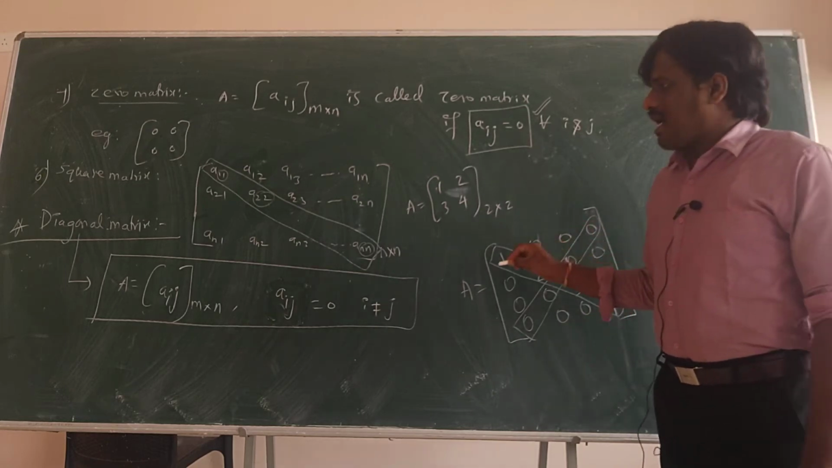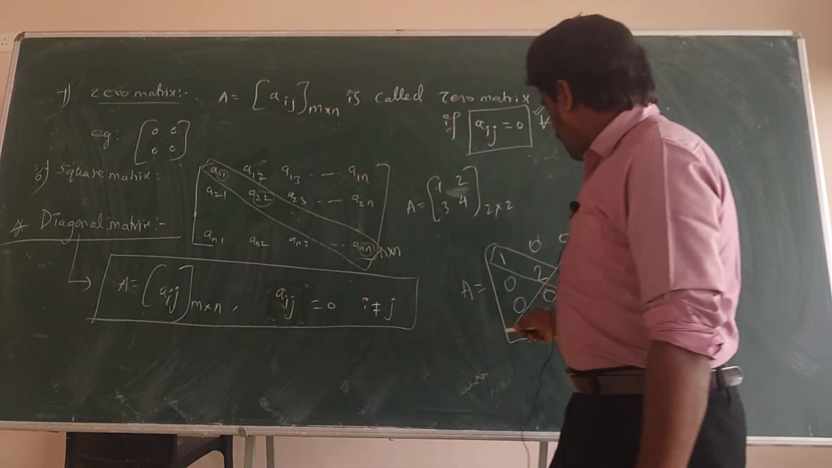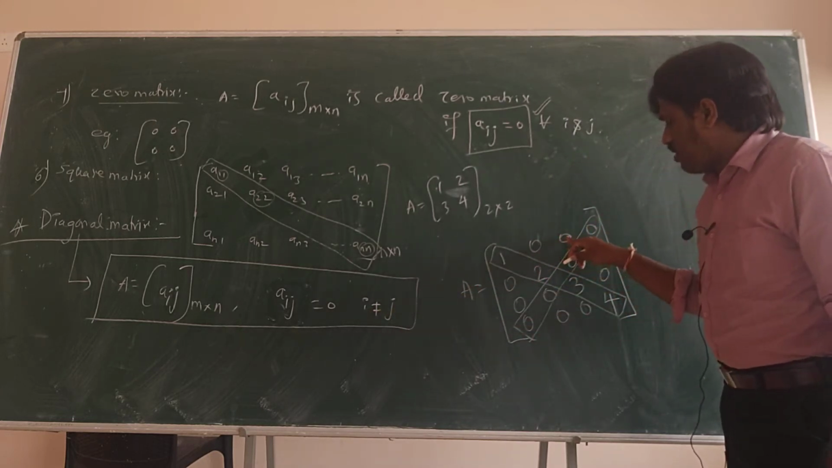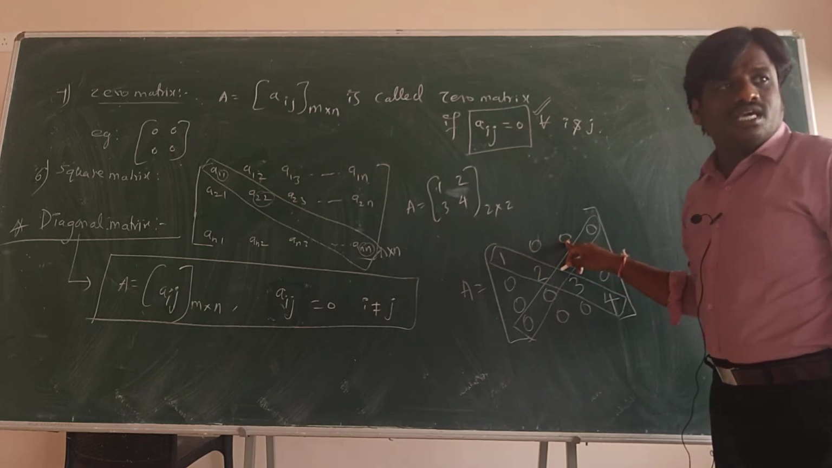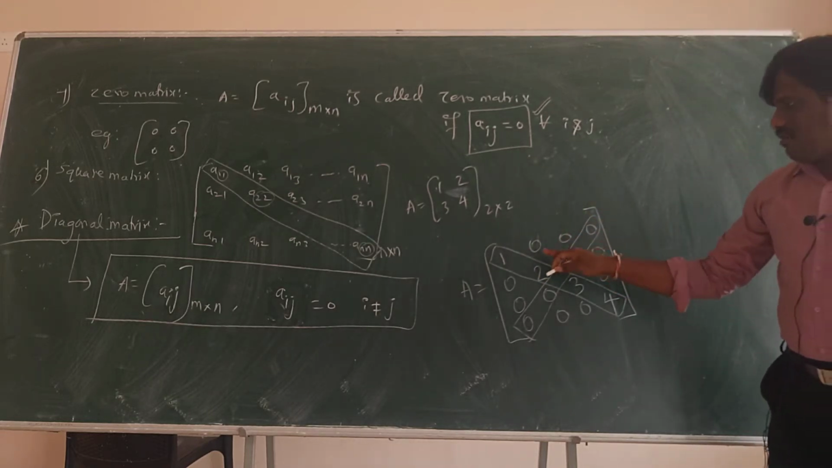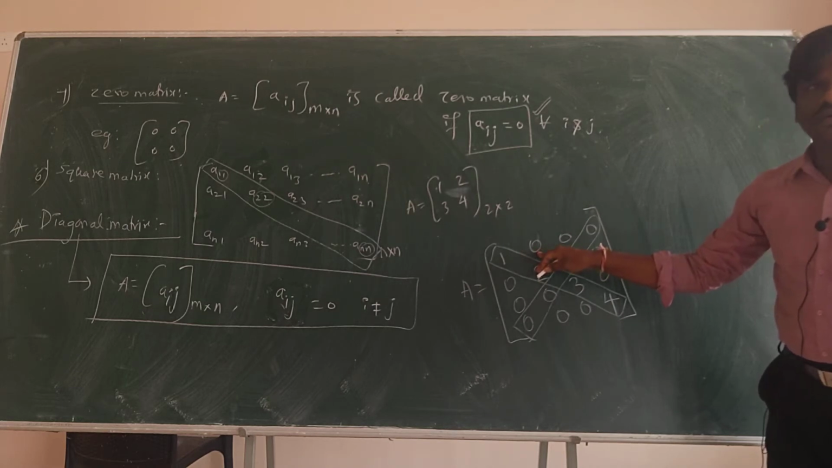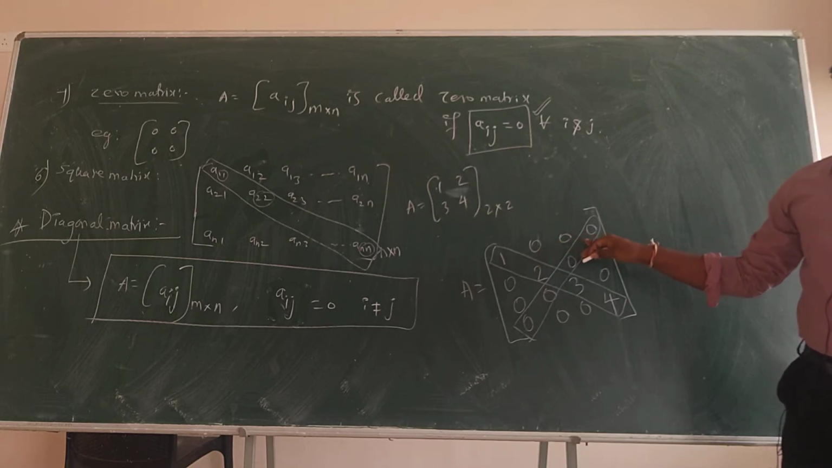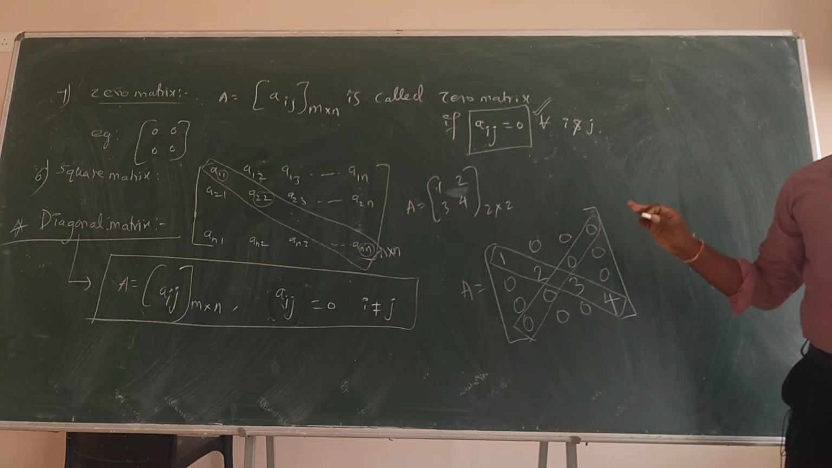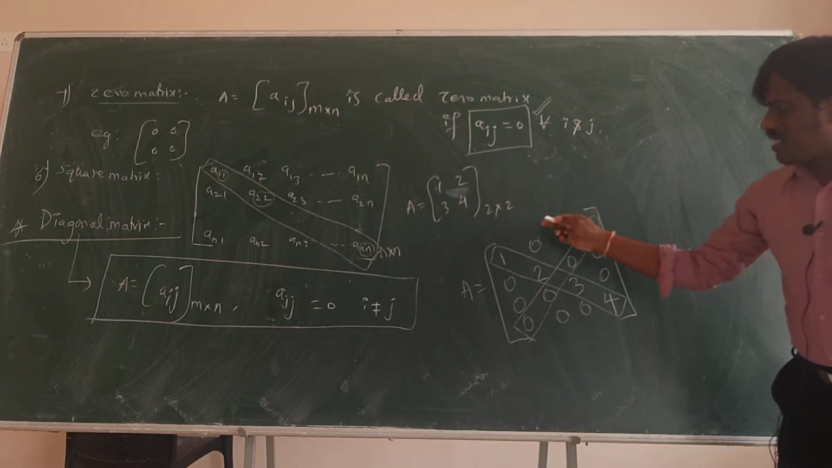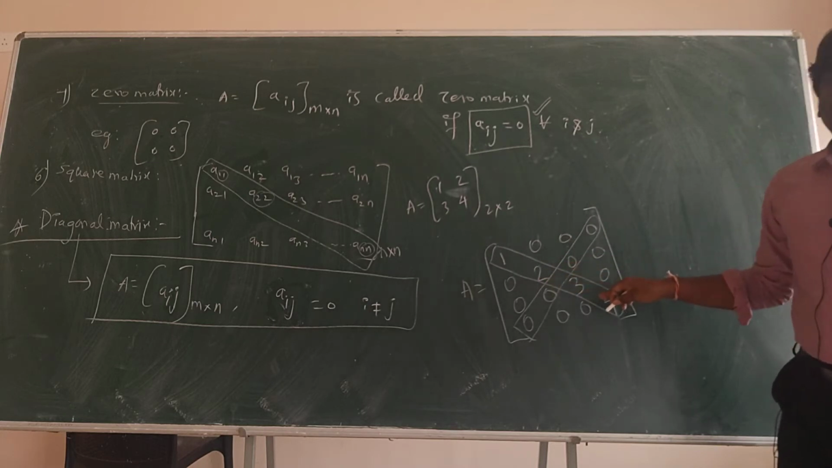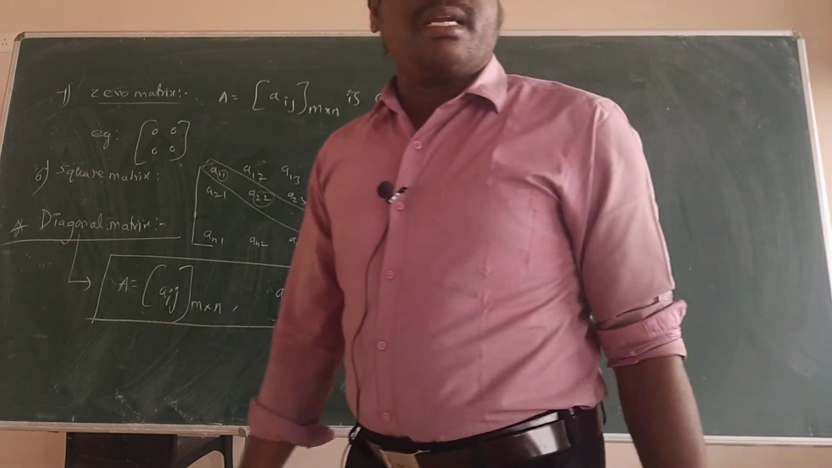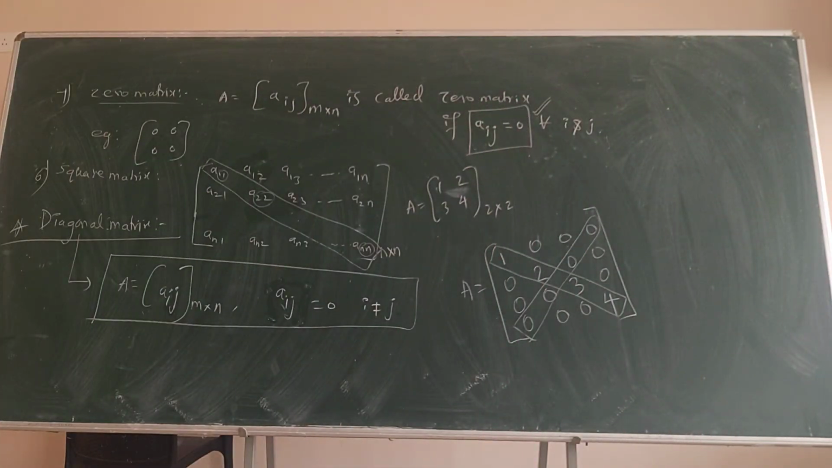So in any matrix, if aij where i is not equal to j is 0, this is i not equal to j, this is also i not equal to j. Here i means row and column. This is first row, second column, first row, third column, first row, fourth column element. The row and column are not the same. The rest are all zeros, and the diagonal aij is not equal to 0. Then what do we call it? Diagonal matrix.